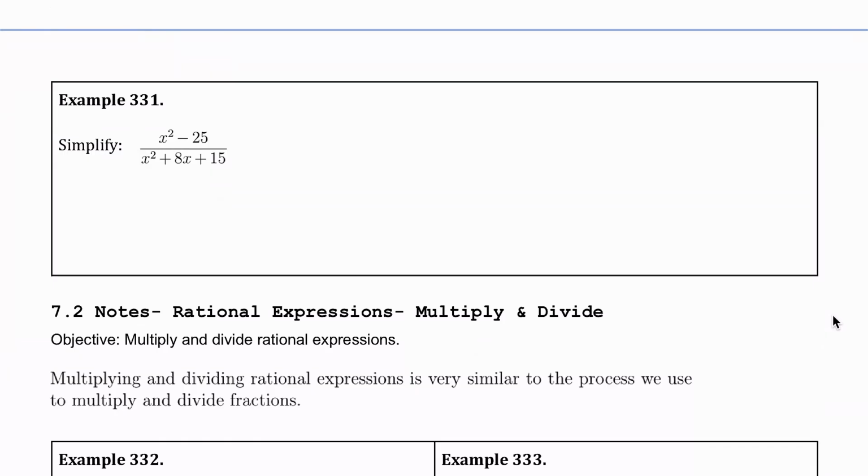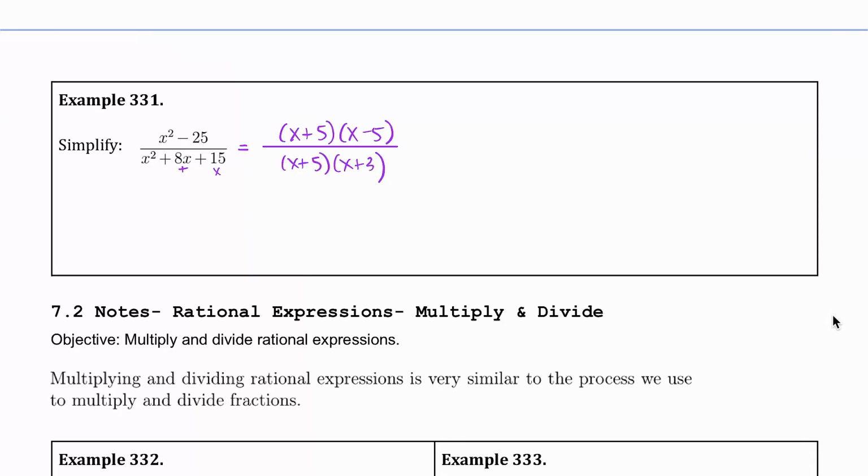Okay, so flipping to example 331, we've got a binomial on top and a trinomial on bottom. So hopefully we're feeling more comfortable with factoring here. X squared minus 25 is the difference of squares. I can factor this to be x plus 5, x minus 5. On bottom, we have x squared plus 8x plus 15, two numbers that multiply to be 15, add to be 8, x plus 5, x plus 3.